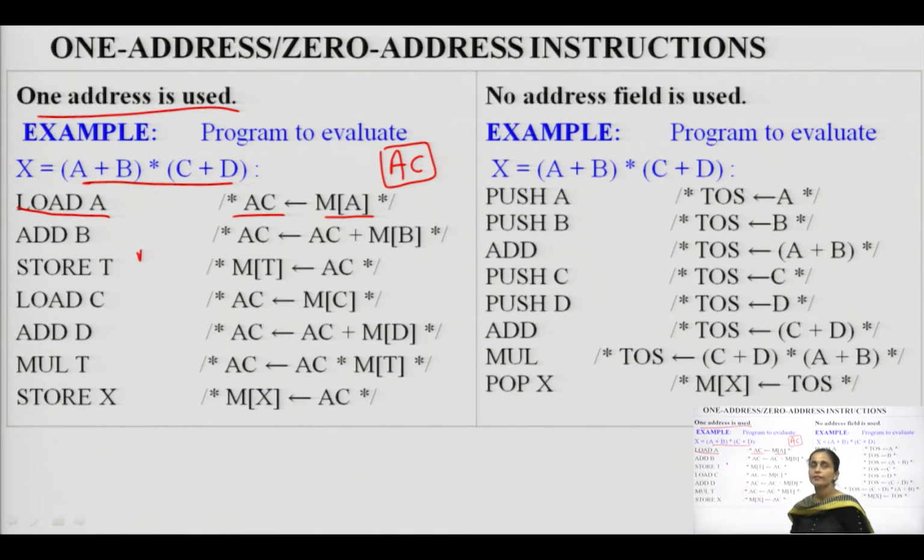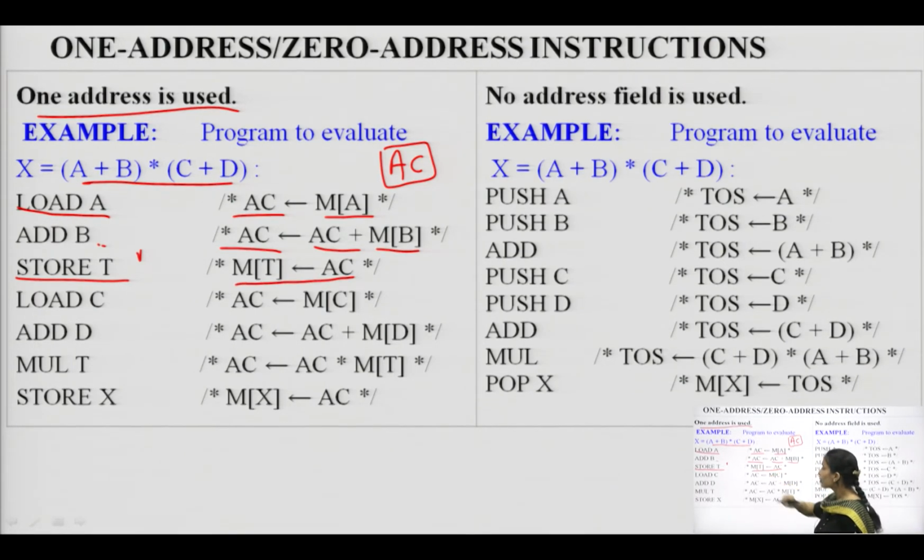Then I will write add B, which will perform the addition between accumulator and M of B, and the result will be updated in AC. Then I will store this AC somewhere, because I want to perform my next operation.